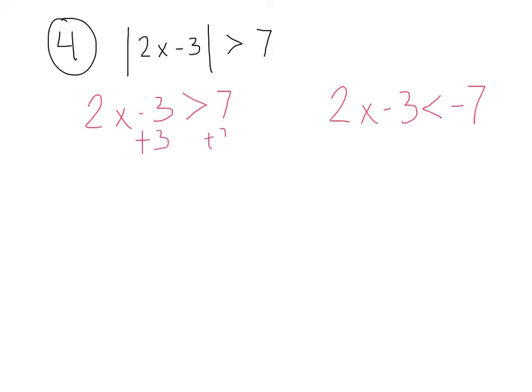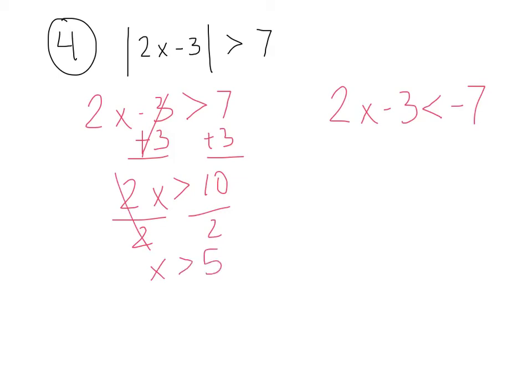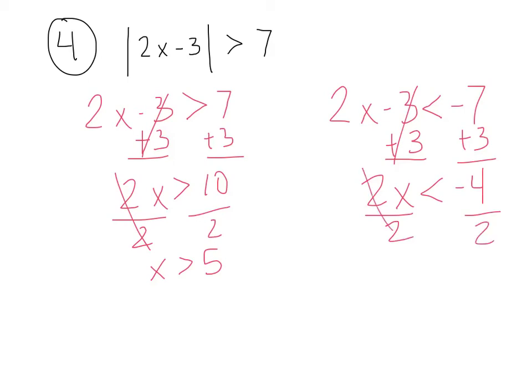So I add 3 to both sides, and I get 2x is greater than 10. Divide both sides by 2. So x is greater than 5. Now remember, the only time you flip the sign is when you multiply or divide by a negative. I divided by a positive, so I'm fine. Okay, add 3 to both sides on the other one. So you get 2x is less than -4. Divide both sides by 2. And you get x is less than -2.